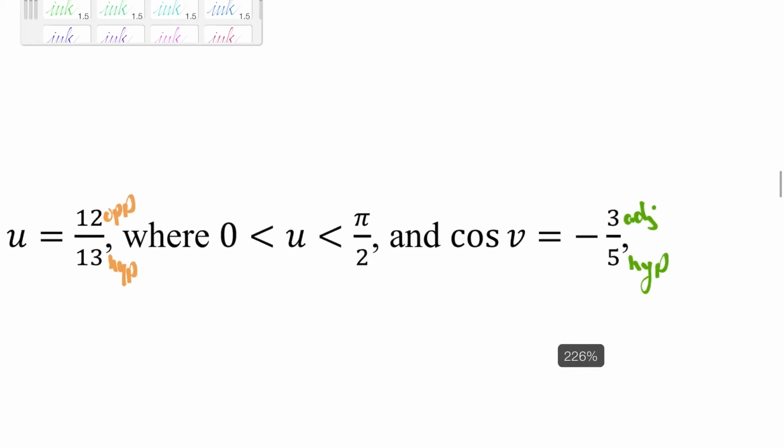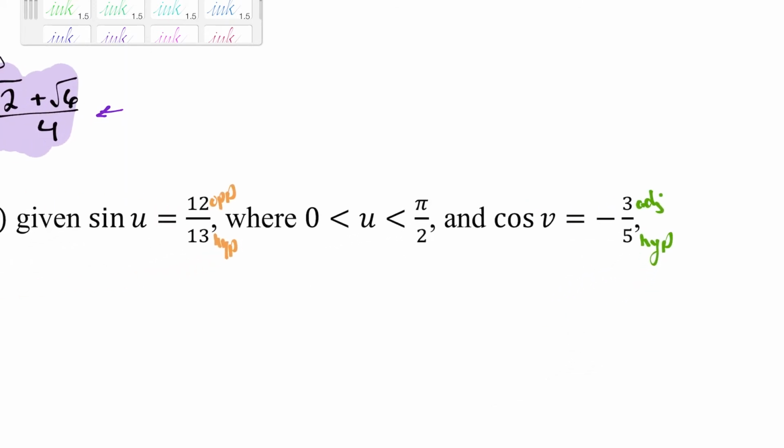So I'm going to be using these to figure out the entire triangles of u and v so that I can figure out both the sine and the cosine of them. I'm going to do this in a little bit quick manner, and hopefully you can follow along. If you have any questions, you can always post a comment down below and I can help you out.